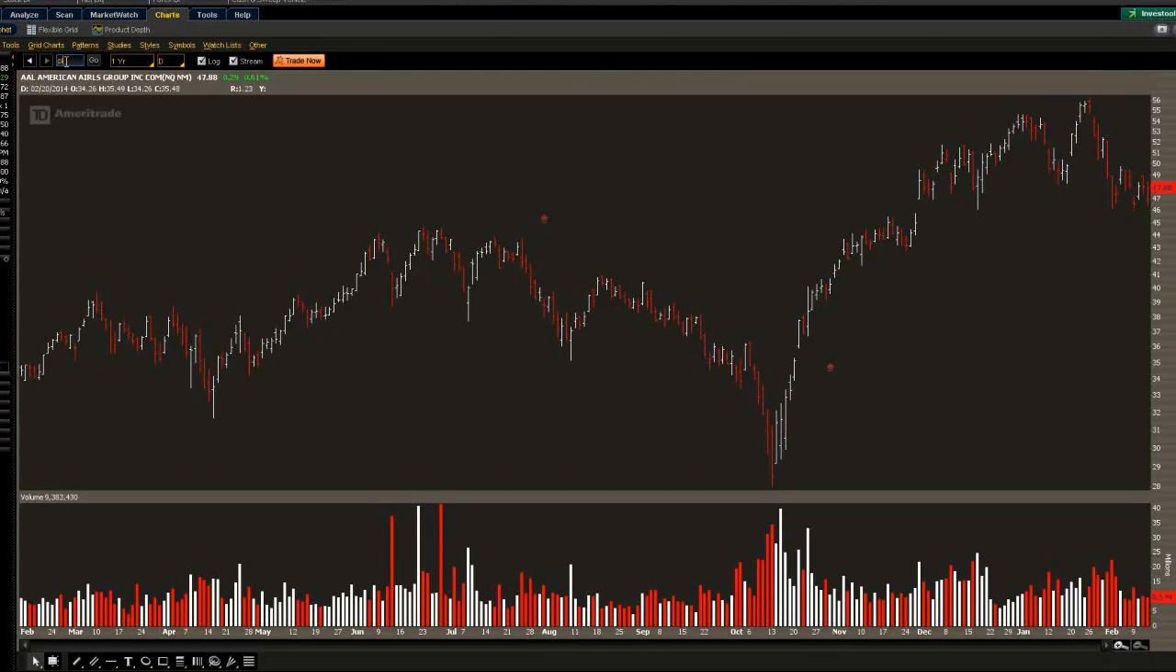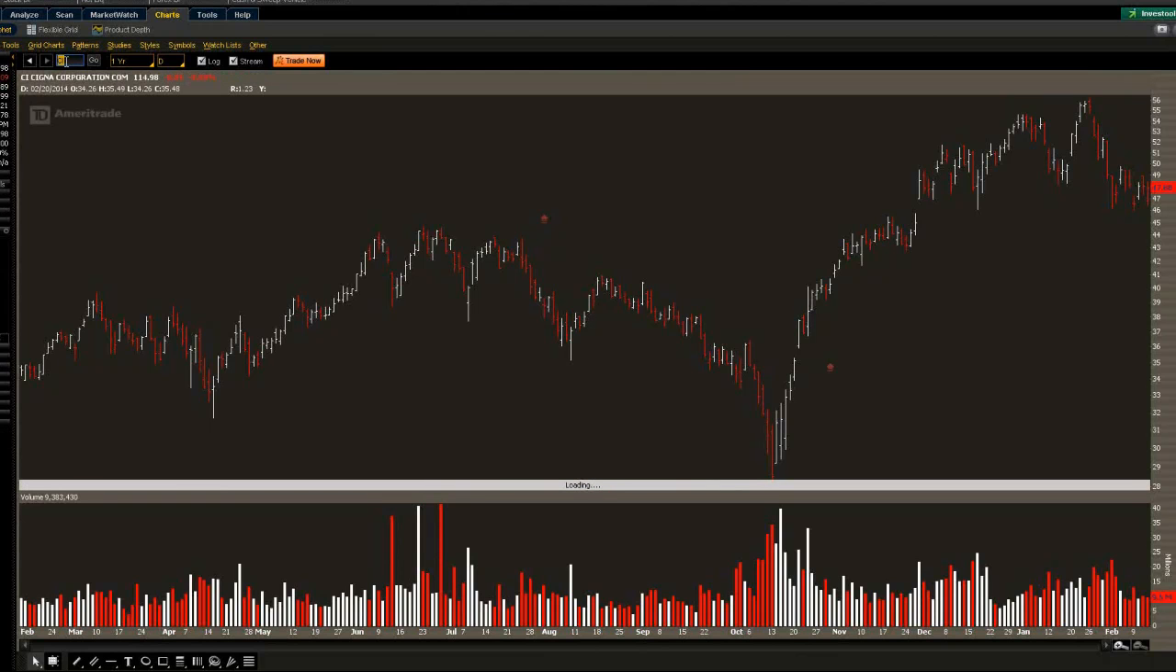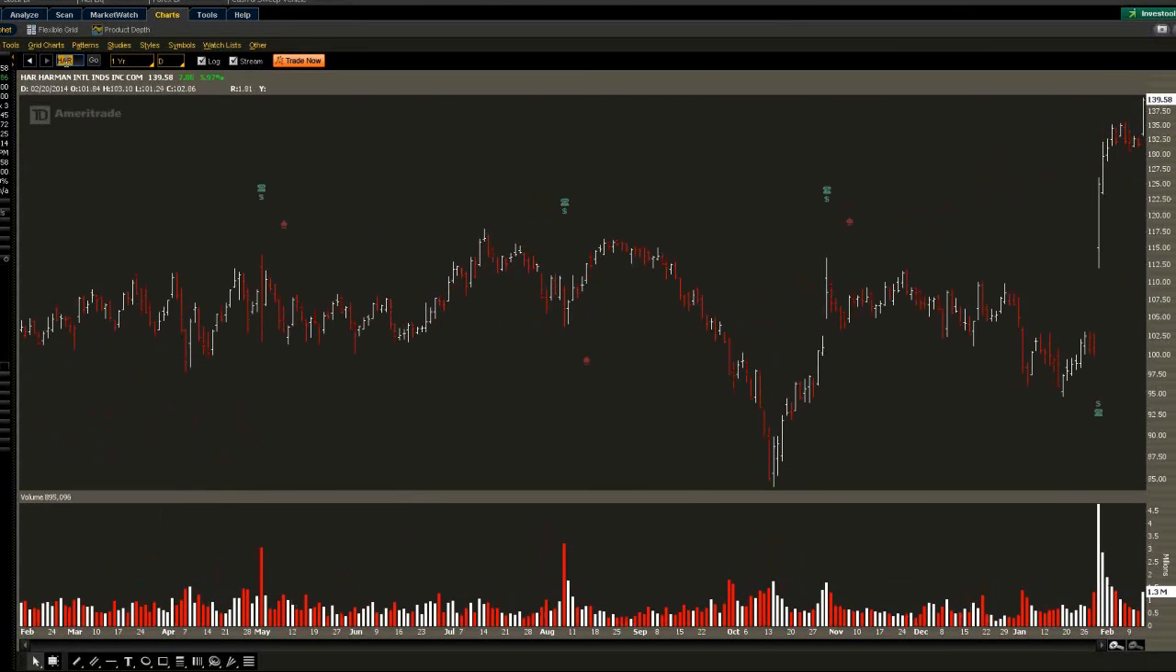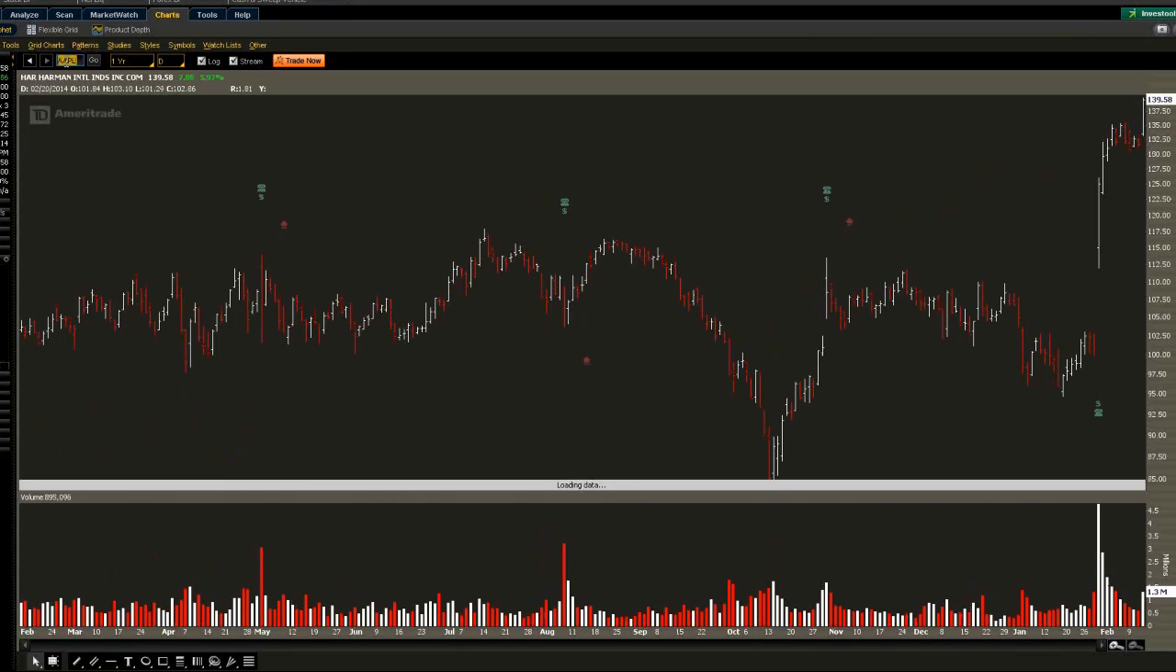I know which two I like. Here's a chart of, give us a second to update. Here's a chart of CI. Here's a chart of HAR. And lastly, here's a chart of Apple.